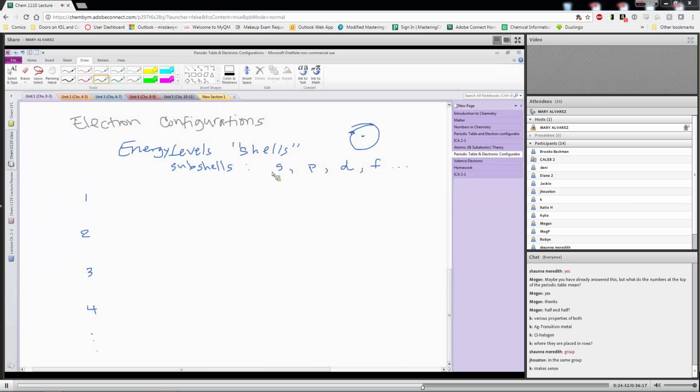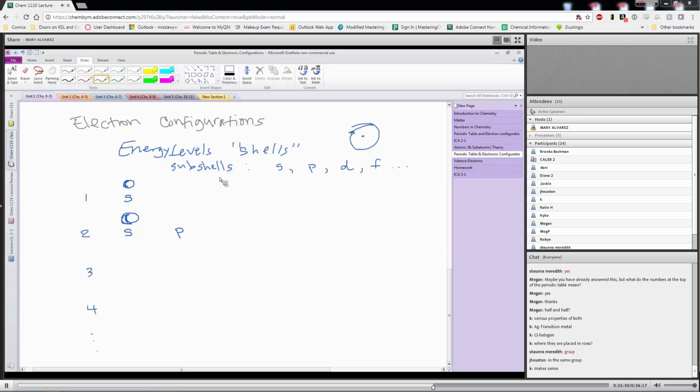And each subshell has a different shape. So the first energy level only has access to the S subshell, and the S subshell looks like a sphere. The second energy level, or the second shell, has access to both an S subshell and a P subshell. Now this S is the same shape as that S, but it's different because this is a level 1 S and this is a level 2 S. They're both spheres, but the level 2 S is a bigger sphere.